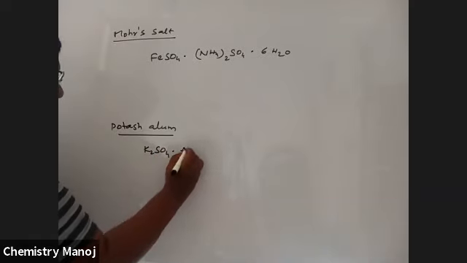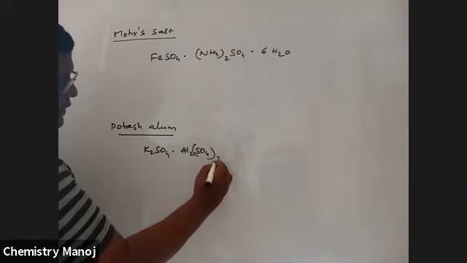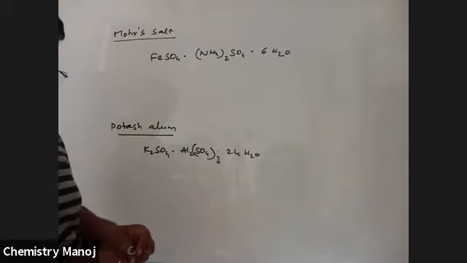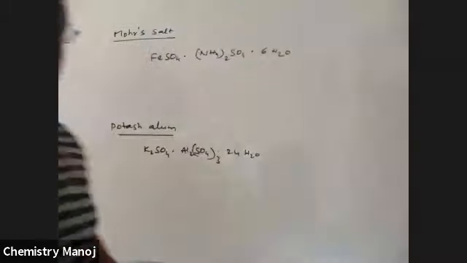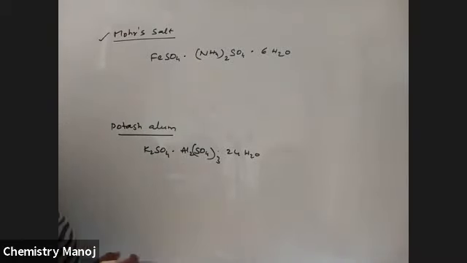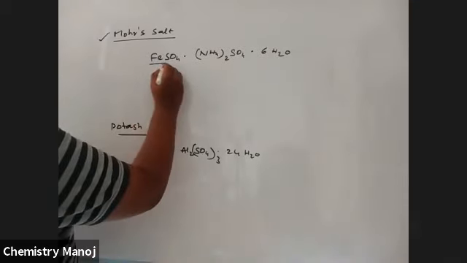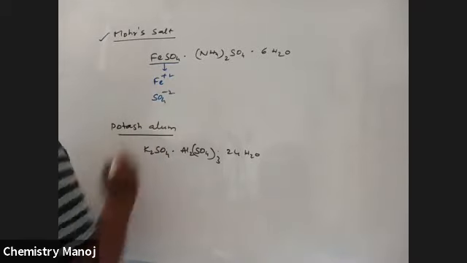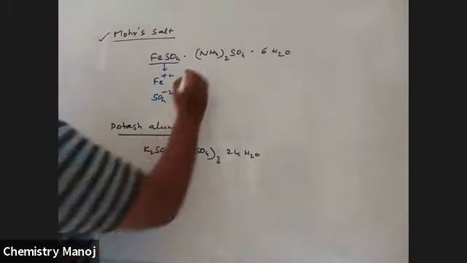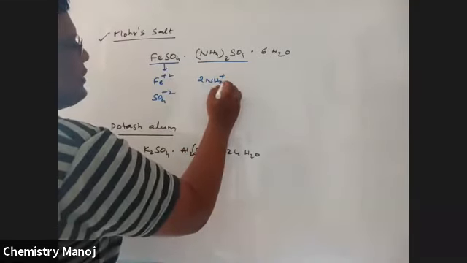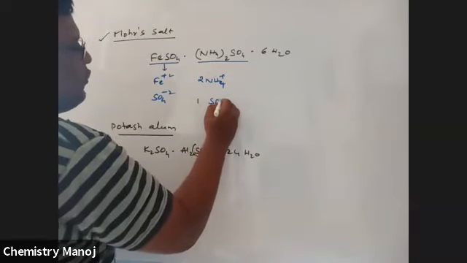K2SO4·Al2(SO4)3·24H2O. So I am explaining this one. See here, it is Mohr's salt. Its formula is this one. This ferrous sulfate breaks down as Fe+2, SO4 -2. Now here, ammonium sulfate, 2 NH4+ ions and 1 SO4 -2 ion.